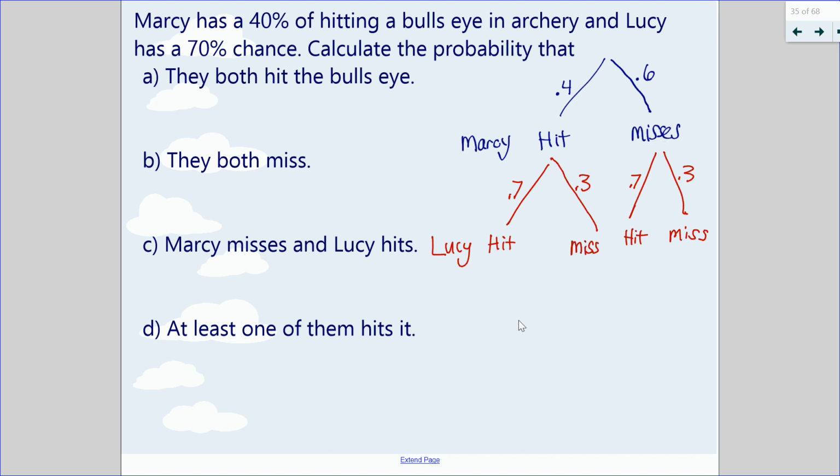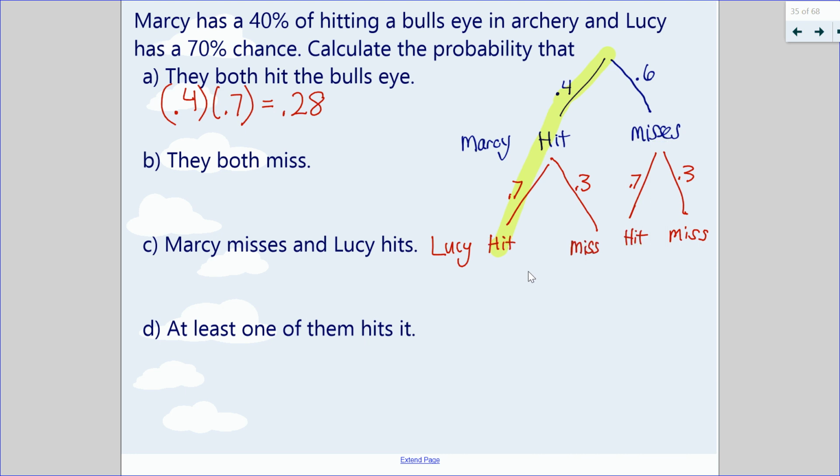So first question is calculate the probability that they both hit the bullseye. So I'm going to highlight that scenario. Hit, hit. And if you go down the tree diagram, you multiply. So down is multiply. So the probability they both hit the bullseye is the product of that, 0.28 or 28%. And that particular branch represents hit, hit. Marcy hits the bullseye, Lucy hits the bullseye.